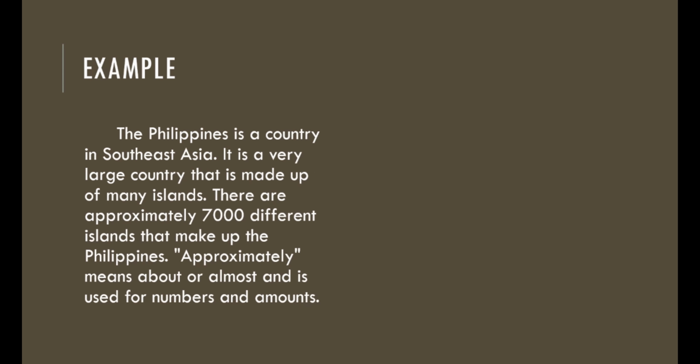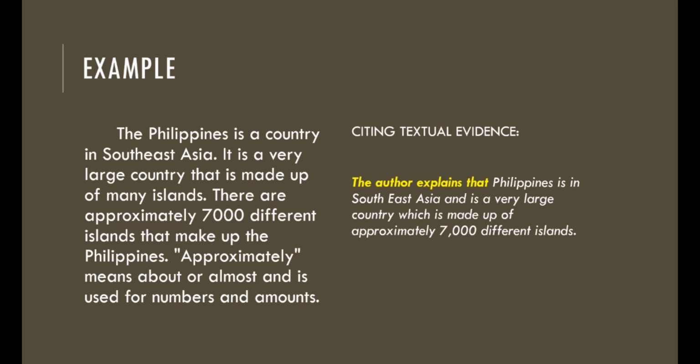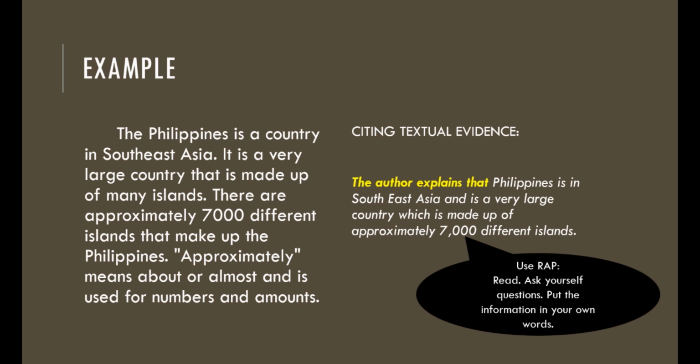So how do you cite textual evidence in this example? So you can write, the author explains that Philippines is in Southeast Asia and is a very large country which is made up of approximately 7,000 different islands. You can use RAP or rap. Read, ask yourself questions, put the information in your own words.